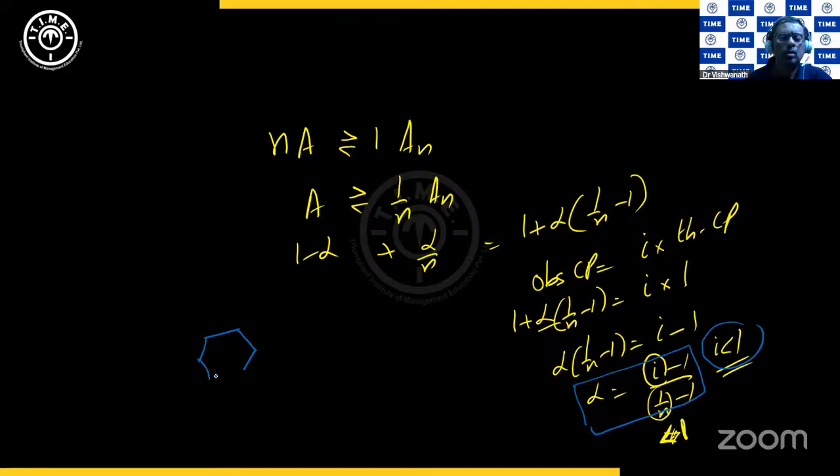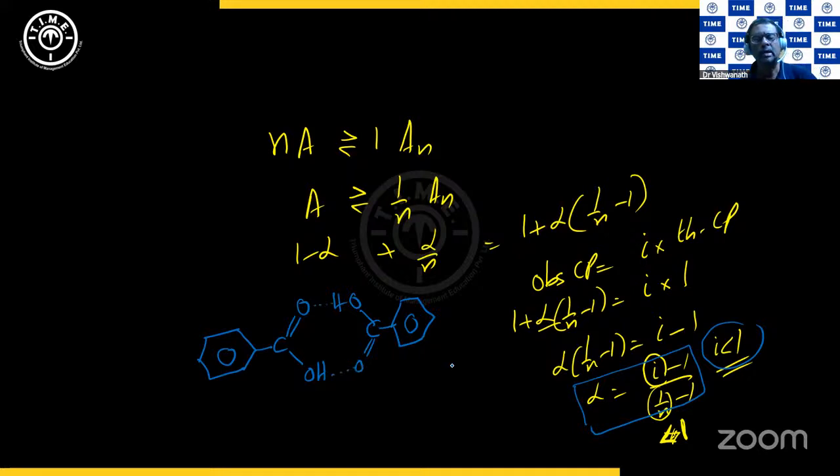So how will the molecules look? This is benzoic acid with benzene ring and COOH. The second molecule comes up and takes its OH to form a hydrogen bond like that. So you have a dimer. This is a dimer. So n is equal to 2 in this case. For a trimer, n will be 3, like that. Clear?